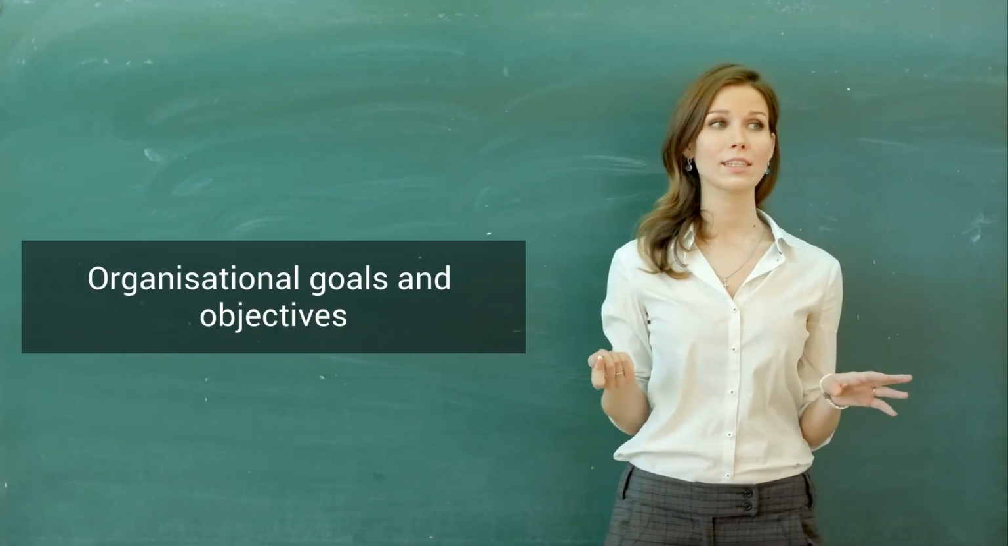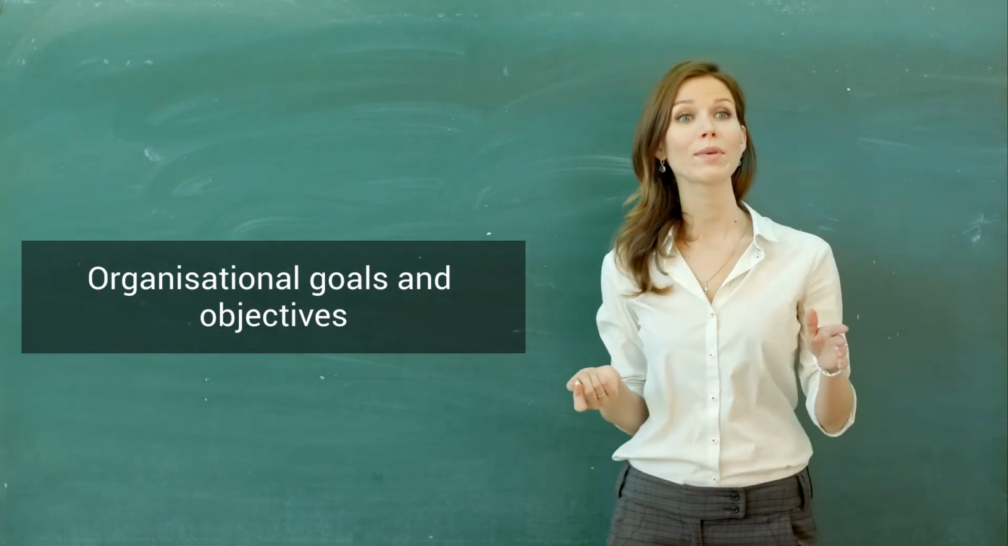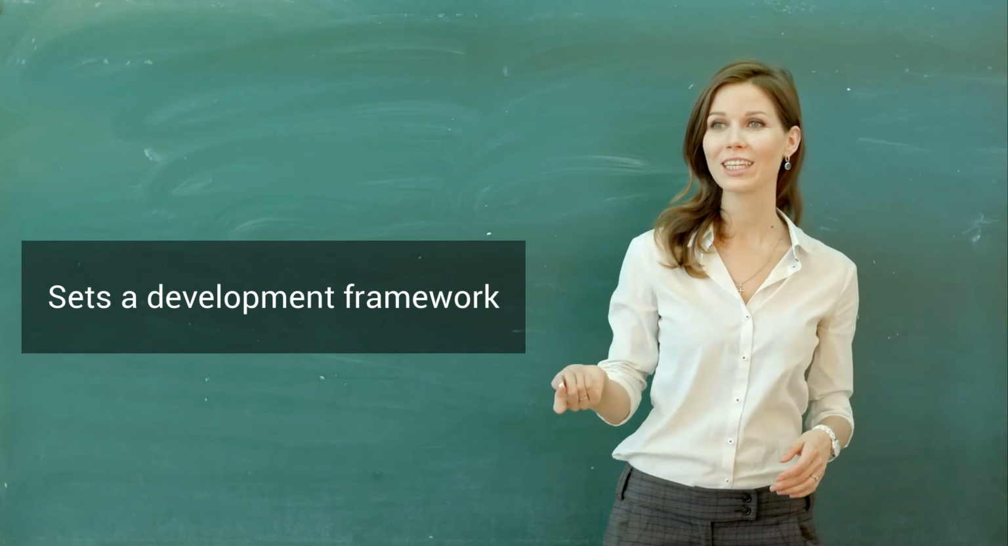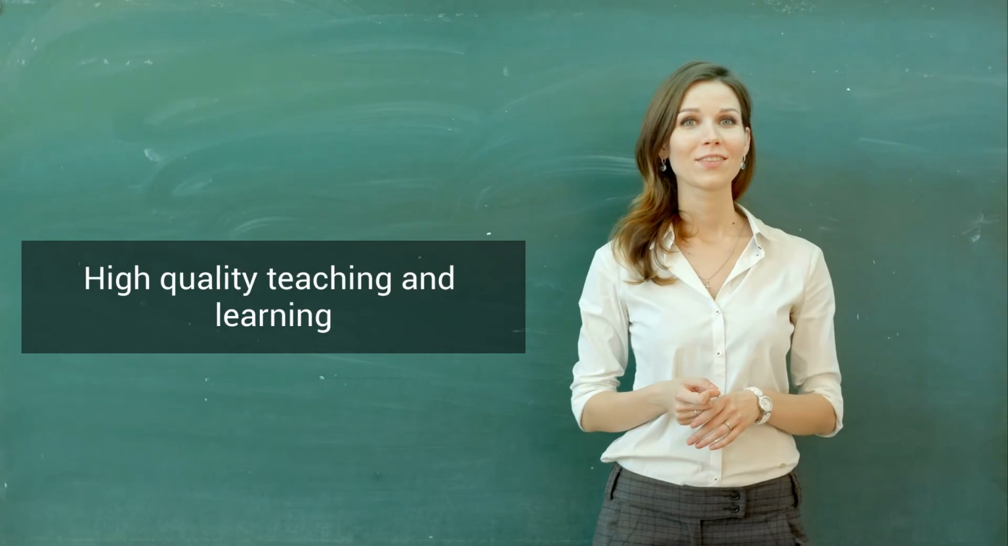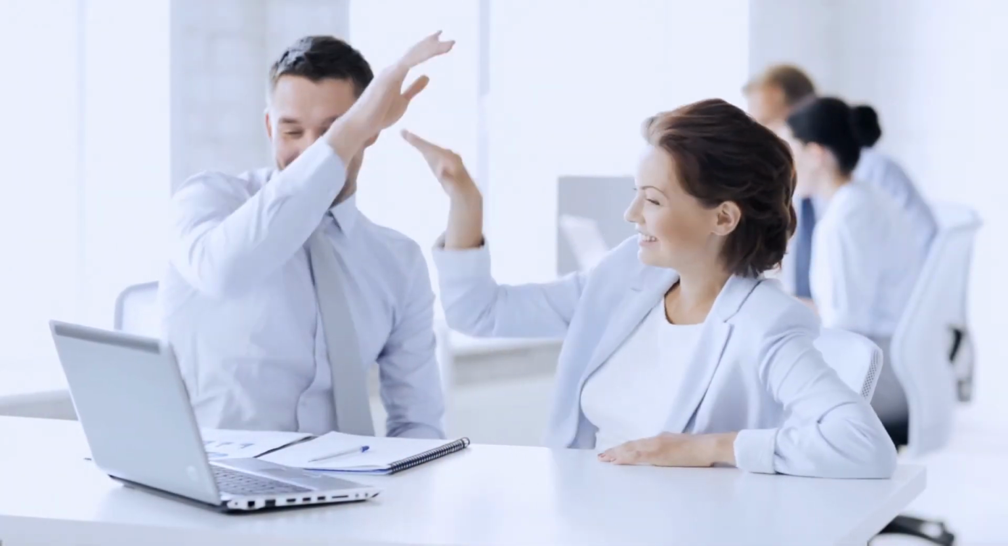It will help to motivate staff, ensures that staff are working to organizational goals and objectives, sets a development framework for staff, identifies and improves poor performance, and supports the development of high-quality teaching and learning. Performance management is an ongoing process, and once the framework is established, it is vital to monitor and review it. Staff development is a continual process, and managers need to work closely with staff to identify any weaknesses or areas of support. Likewise, it also provides an opportunity to identify and build on any successes.